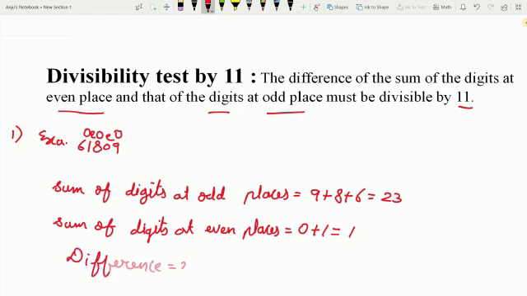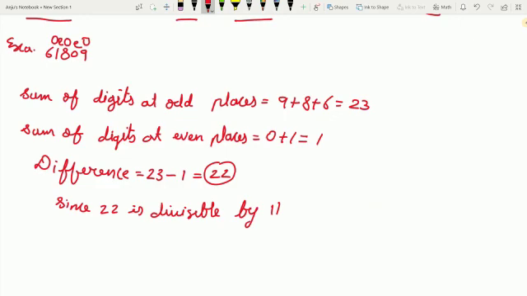So here we write difference 23 minus 1 is equal to 22. So student, here you can see 22 is divisible by 11. Therefore, we can say 61,809 is divisible by 11.